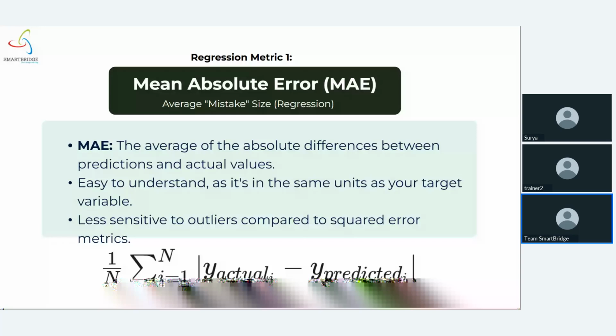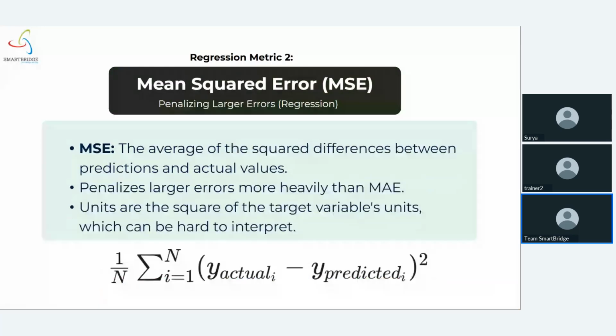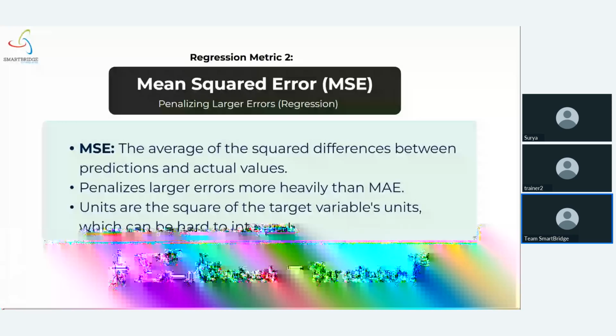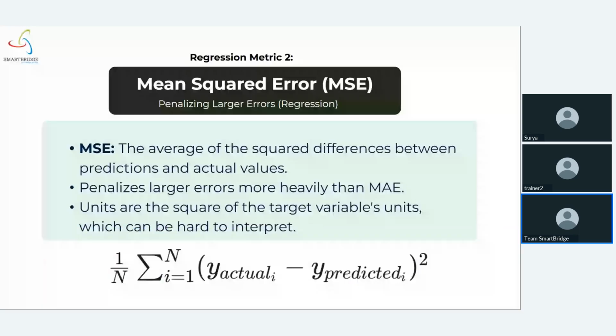Coming to mean square error, this is the calculation that averages the square of the differences between our model prediction and the actual values. Whatever the difference is, we need to square that error. Suppose the difference is around 5,000. We'll perform the square of the error, and we'll calculate the summation multiplied by 1 by n.